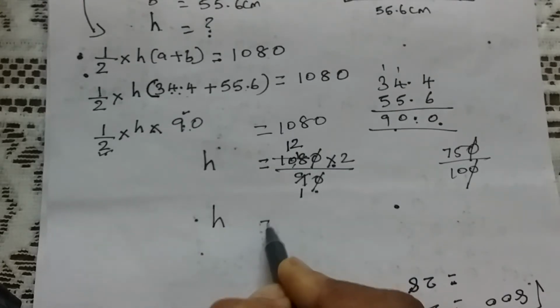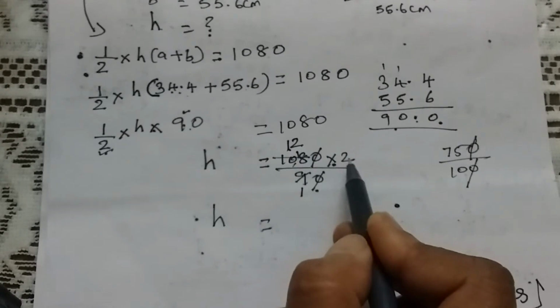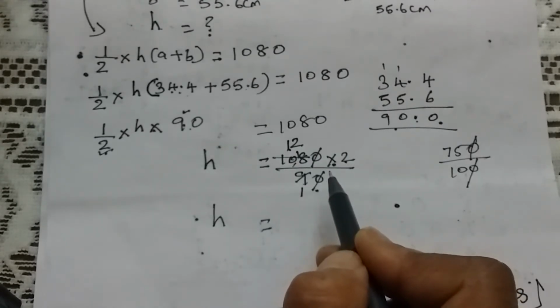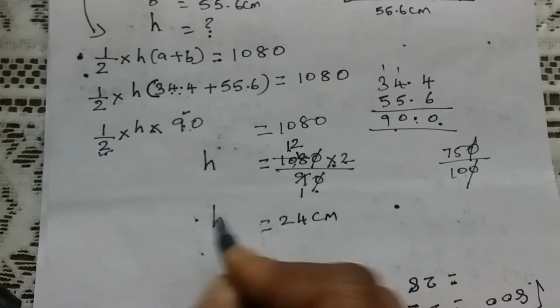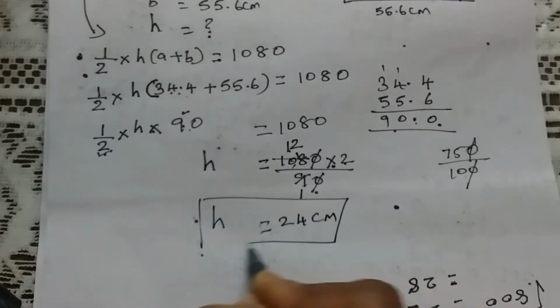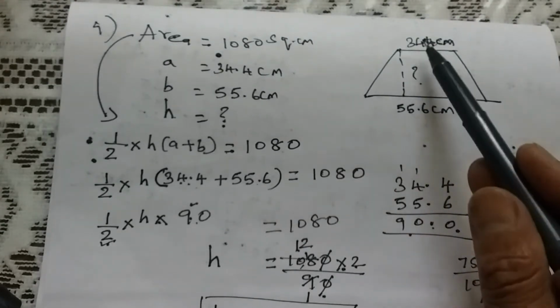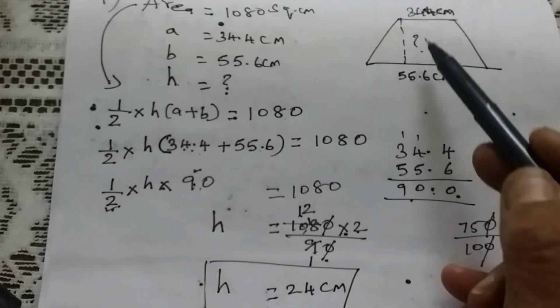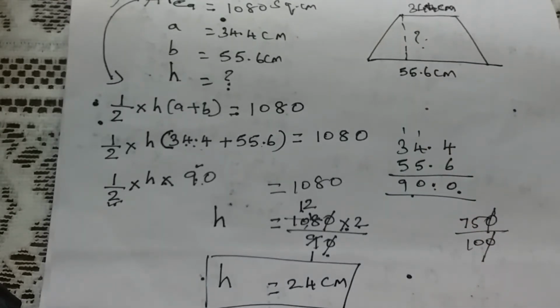So what is the next step? Whatever you have in the numerator, you just multiply them. 12 and 2. We know the table till 12 thoroughly, isn't it? 12 twos are 24 centimeter is the height of the trapezium. What is the height? The distance between the parallel sides. So have you got it? Distance between the parallel sides is the height, which is 24 centimeter.